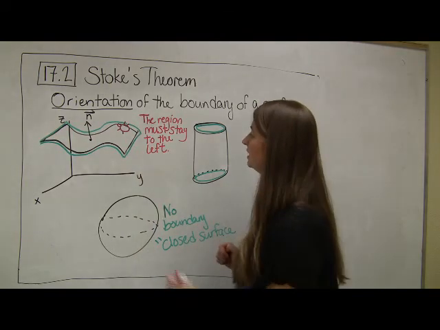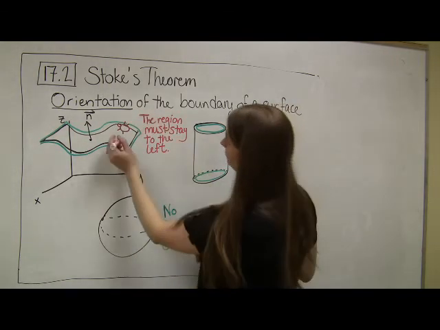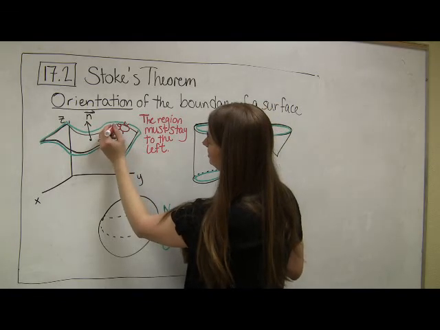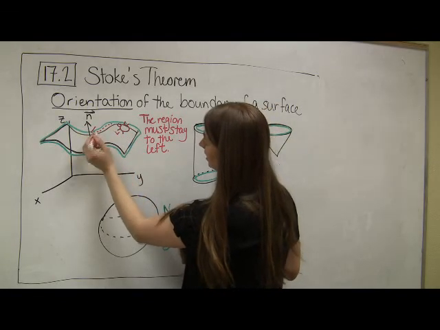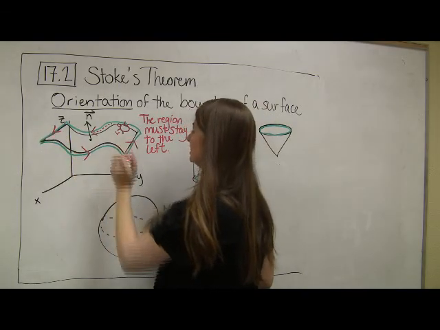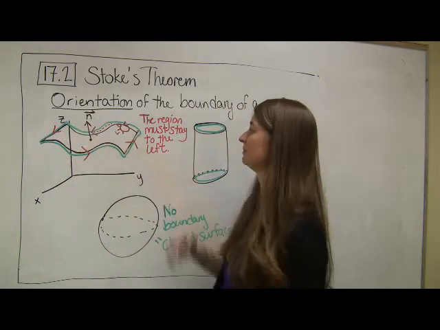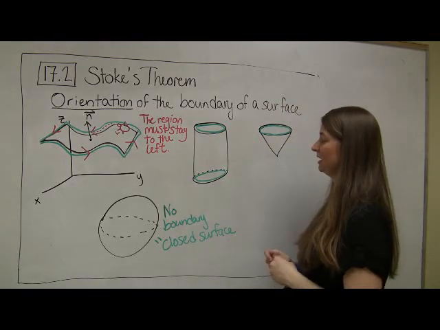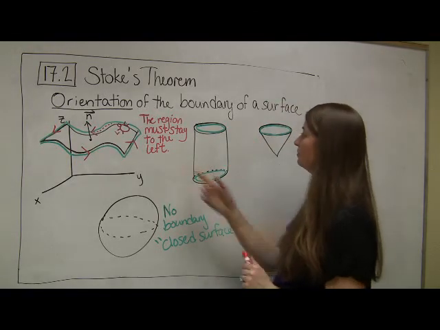So I wrote that in red. As the turtle's walking, his left-hand side is over here, and he's going to walk this way along the surface. That means the boundary should be oriented this way in order to give us positive orientation. Let's look at one that's a little bit more complicated.